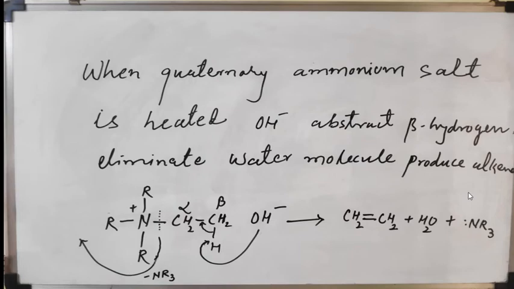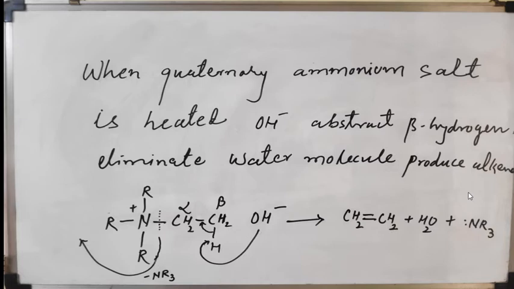Friends, now let us see the preparation of alkene from quaternary ammonium salt. So, when the quaternary ammonium salt is heated, the OH minus abstracts the beta hydrogen, eliminates the water molecule, and alkene is obtained as the product.